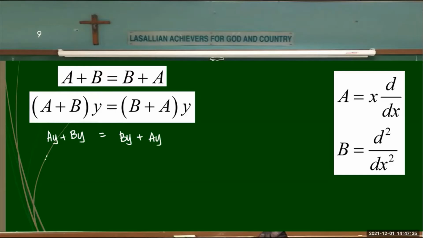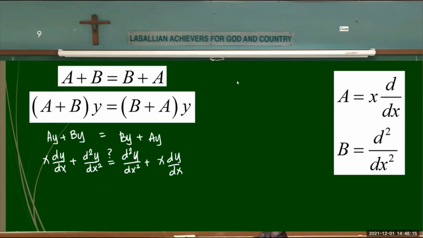A is actually x dy over dx plus the second derivative of y with respect to x. Is that equal to the second derivative of y with respect to x plus x times the derivative of y with respect to x? Are they the same? Yes. Basically, they are just the same. We apply the commutative rule. So it holds true. But then later on, I'll show you again why the commutative rule does not really follow if they're not linear and with constant coefficients.